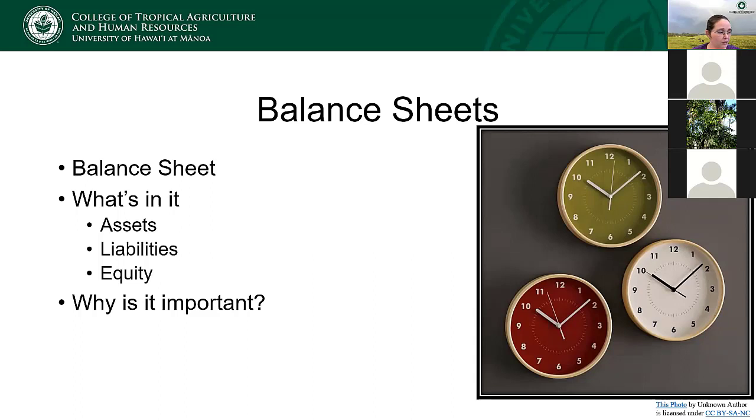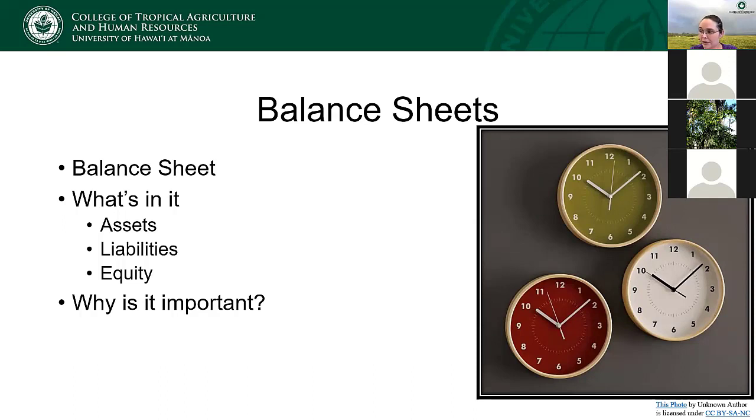Current means 12 months or less, and non-current generally means more than 12 months. There are, again, some caveats depending on how it's set up. Some actually have midterm assets and midterm liabilities. Assets are things that you own, like your TV, computer, land, your house, things like that.